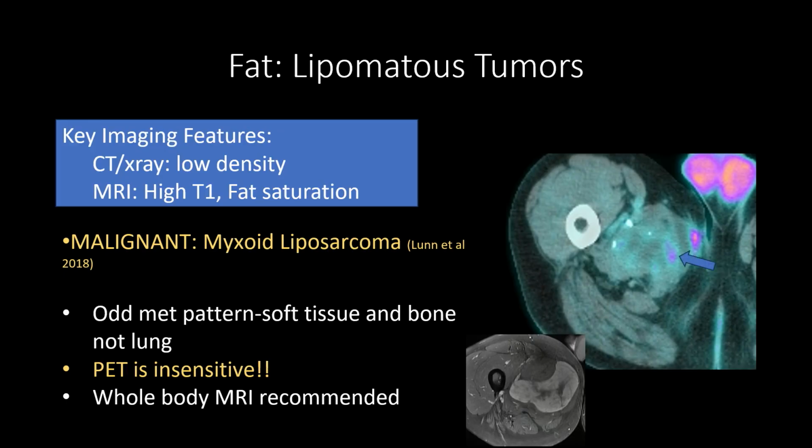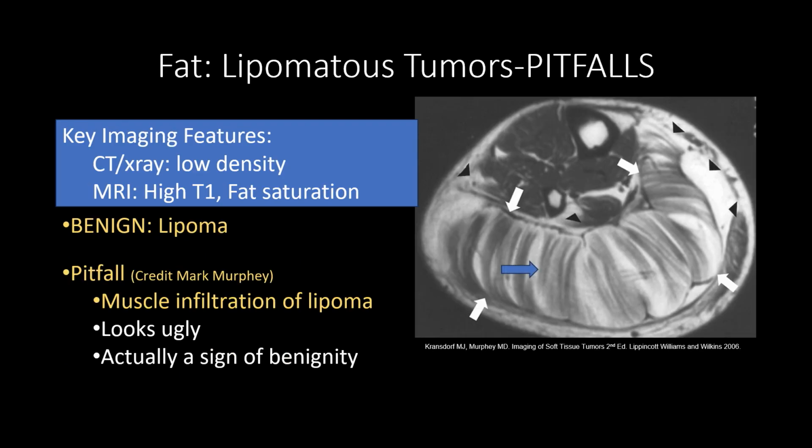The other thing about a myxoid liposarcoma that's important to realize is that PET is insensitive. So look at this lesion. This is a little bit higher up on the lesion, but that's the only spot of FDG avidity in this entire lesion. So you have to get a whole body MRI if you're looking for mets in this case.